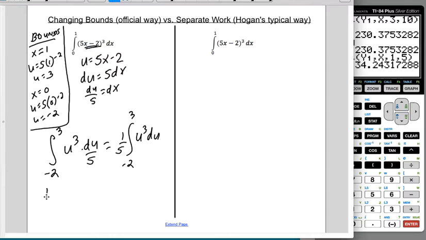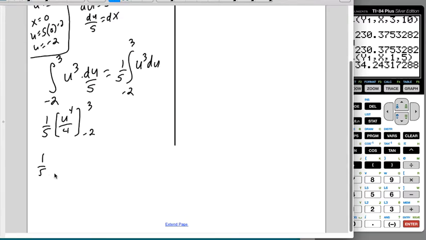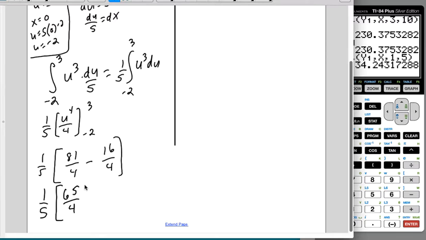So when I integrate, I'm going to get this 1/5. This will be u to the 4th over 4, evaluated from negative 2 to 3, right? So when I plug in, I'm going to get 1/5 times 81/4 minus 16/4, right? I don't feel like mathing. 65, probably? Yep, sounds right. So I'm going to get 1/5 times 65/4, which means if I cancel the 65 and the 5, I should get 13/4 as my answer.